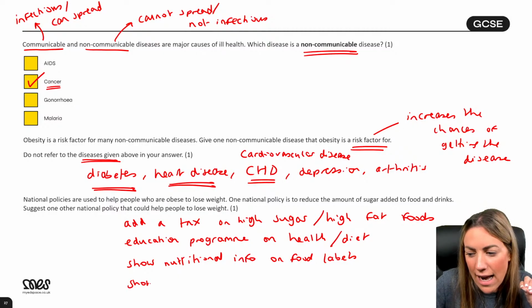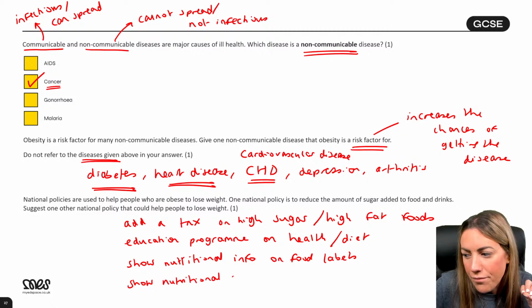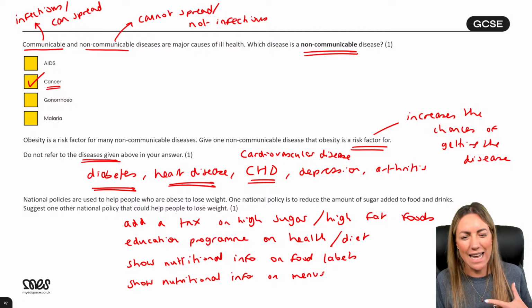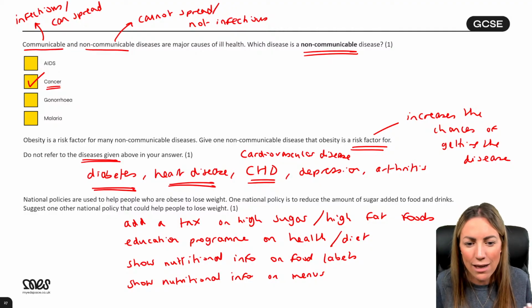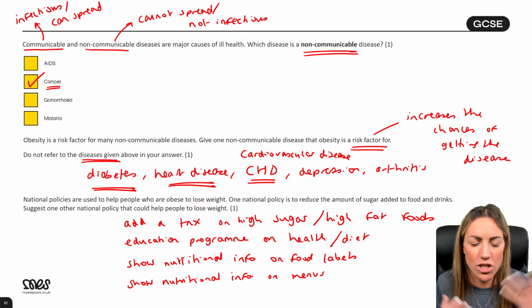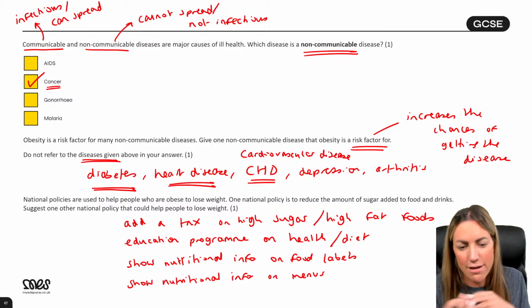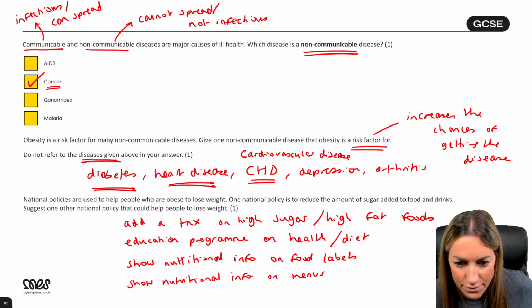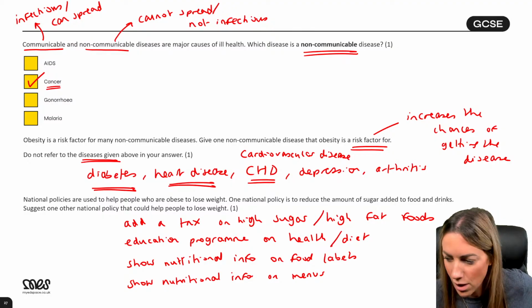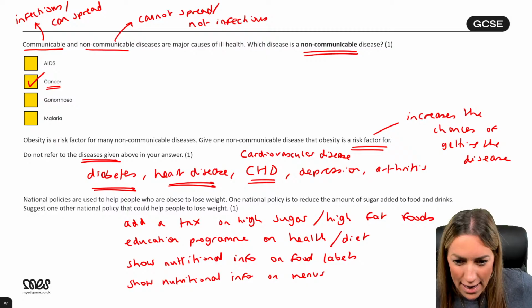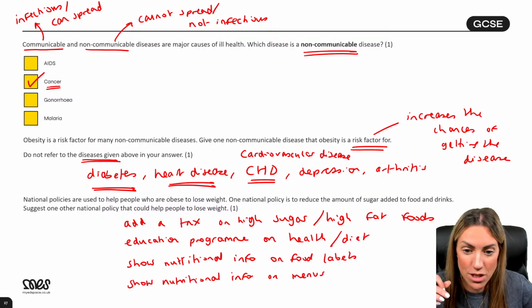And you even could show nutritional information on restaurant menus, like takeaway menus. If you go into McDonald's, does it say how many calories now? If you go to a Chinese restaurant, does it say how many calories, how much fat, or how much sugar? Yeah, in a restaurant or on a takeaway menu. Yes, that's a good one.